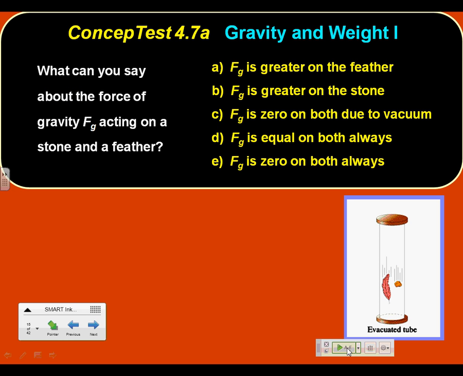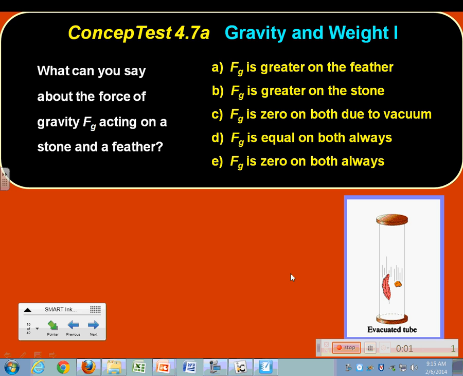All right, let's say that we have a stone and a feather, and they're falling within a tube here. And I want to know which of these statements about the force of gravity. And remember, what type of force did we call that? The force due to gravity? We called that the what type? I didn't hear you. What? It's the weight. Thank you, Tori. It's the weight. So what can you say about the weight acting on a stone and a feather? This is meant to be obvious.